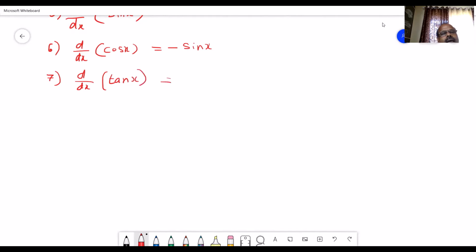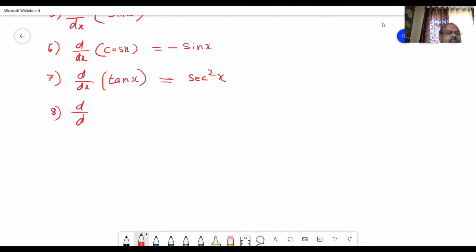Differentiation of tan x. Can you say what is the differentiation of tan x? Okay, thank you. Secant square x. Differentiation of tan x is sec square x. And now the cot; we will discuss it definitely. The cot tan x will come. It means we simply say cot x.